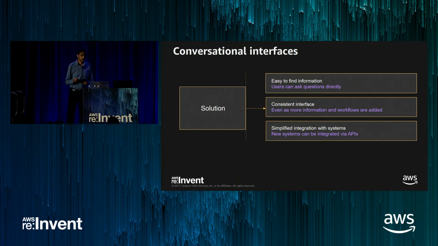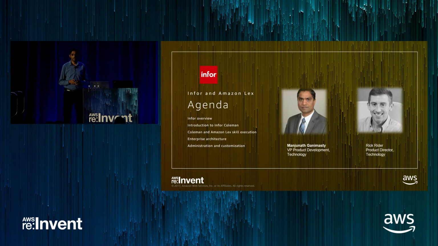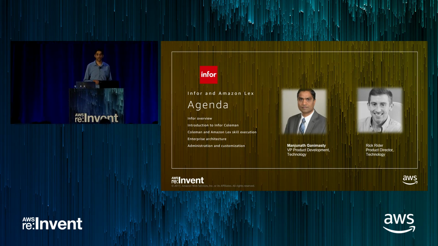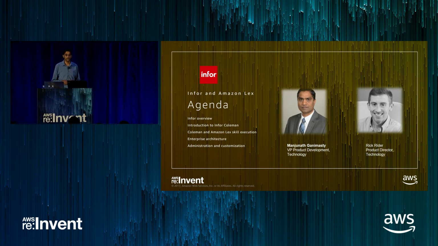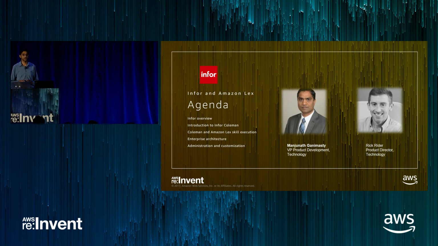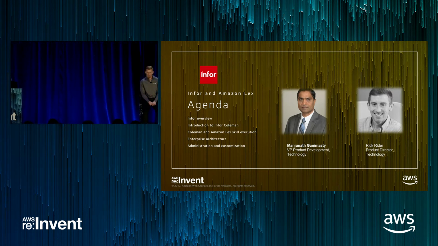So with that, I'll hand it over to Rick. Infor has actually used Amazon Lex to integrate with their Coleman AI platform. And Rick and Manju are going to walk us through how they accomplished this. Rick?